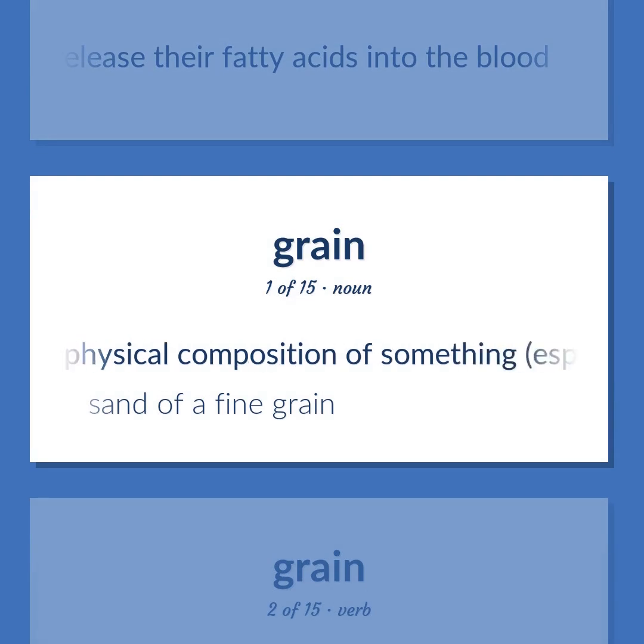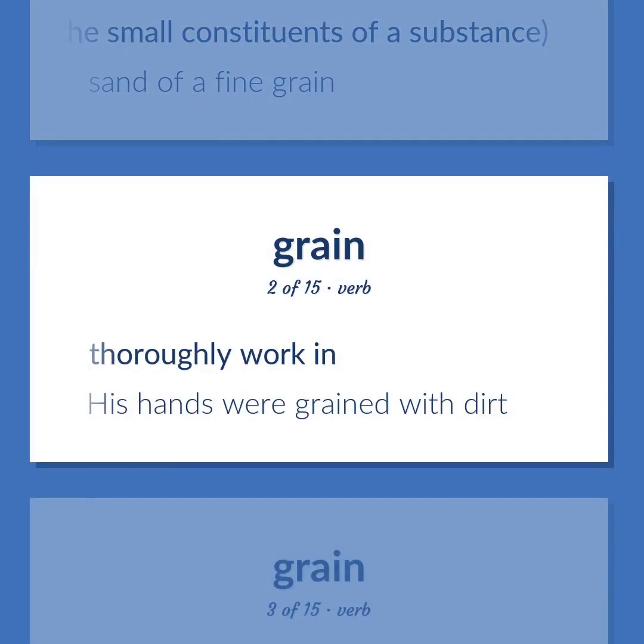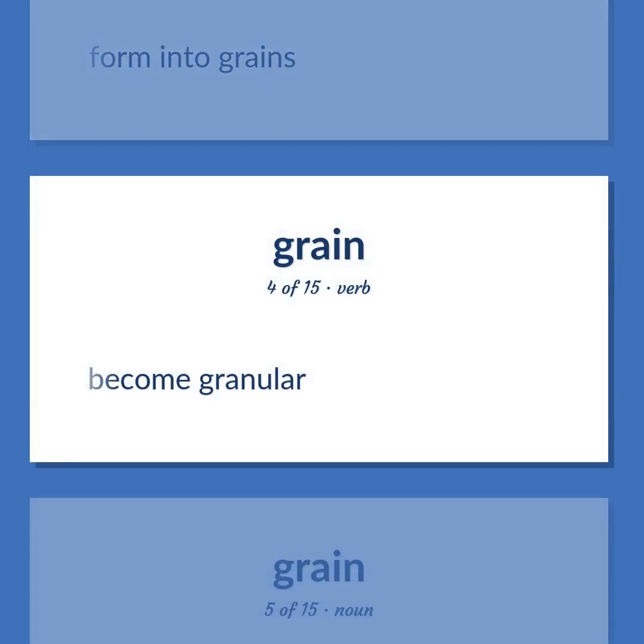The physical composition of something, especially with respect to the size and shape of the small constituents of a substance. Sand of a fine grain. Thoroughly work in. His hands were grained with dirt. Form into grains. Become granular.